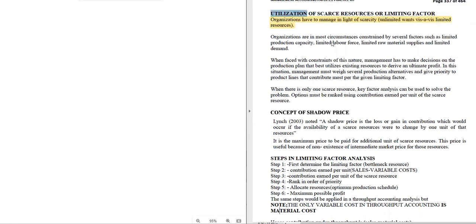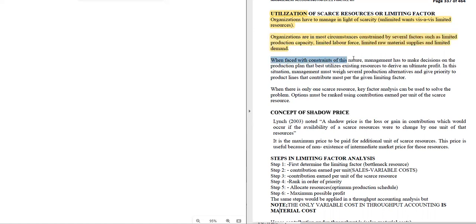When it comes to management accounting, most of the time you may have limited production capacity. It may be a shortage of materials, shortage of labor hours, shortage of machine hours. Any of these may be possible. Organizations are in most circumstances constrained by several factors such as limited production capacity, limited labor force, limited raw material supplies, and limited demand. All these things may be in shortage.